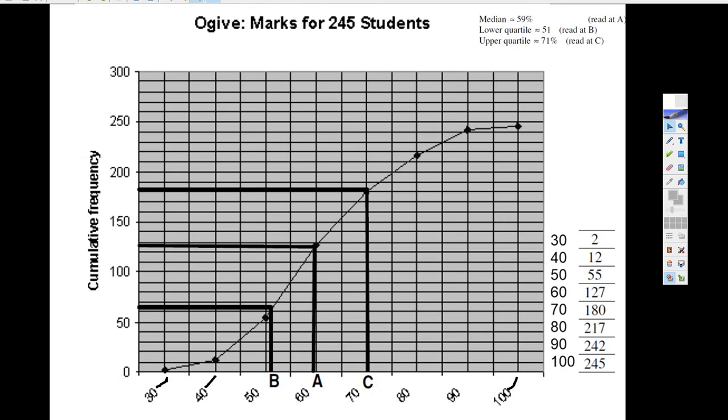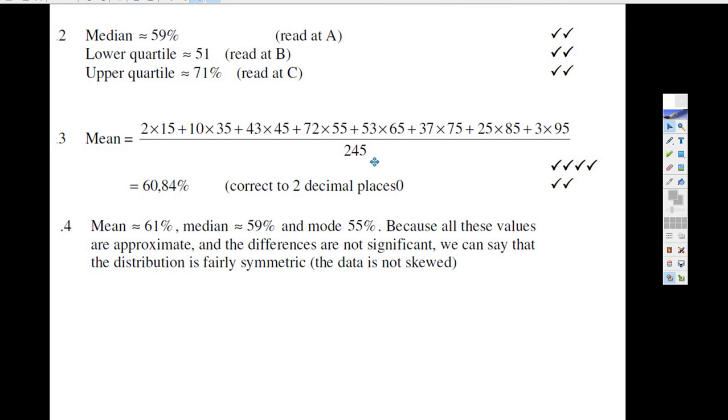Then they added it all up. And they divided it by 245, how many people there were. And then they rounded it off and got 60.84%. You could put this in your calculator, but in this question, it was quite a few years ago, they wanted you to show all the work of how it was working. And your calculator will do all this and give you that exact answer.